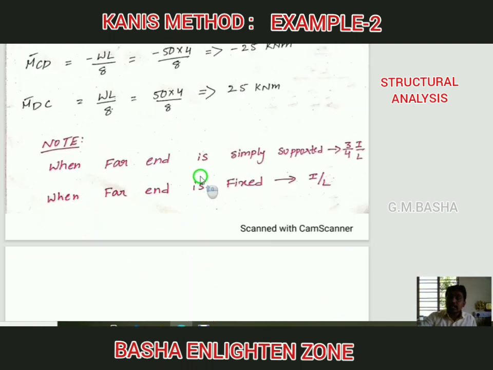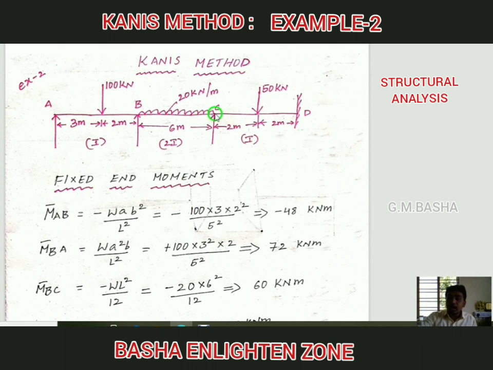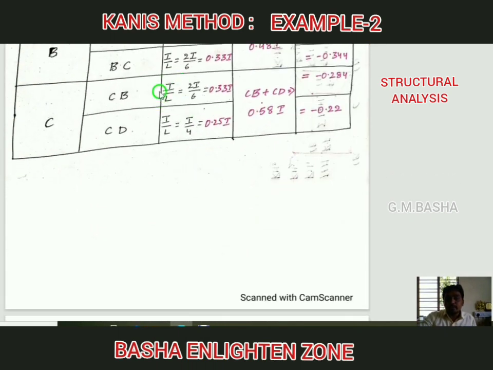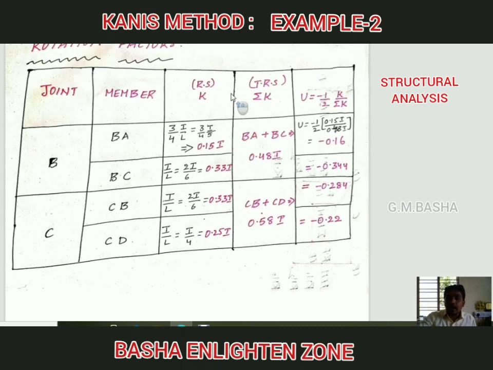Then go to CB and CD. So see here friends, I am going for the member CB. I am at the member C and I am looking at B. B is an intermediate support. That is the reason I am considering it as a fixed support. So I am taking relative stiffness equal to I by L, that one will be equal to 2I by L. So directly, 2I by 6, that one will be equal to 0.33I.